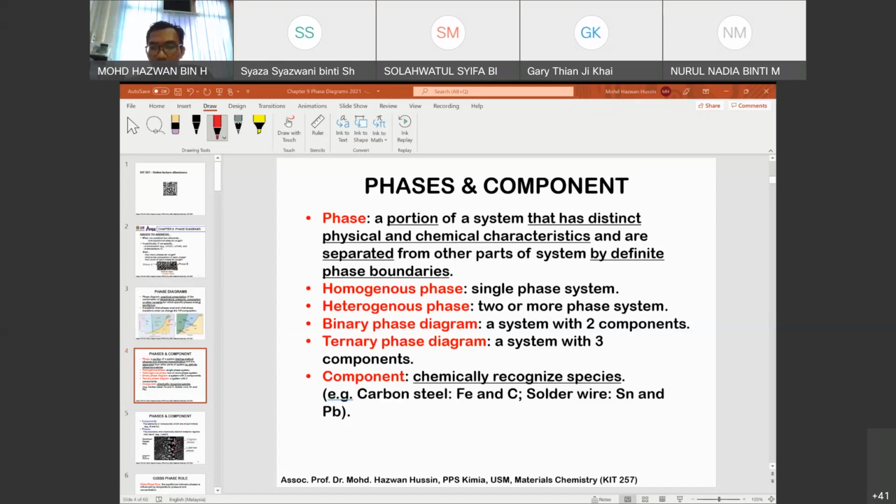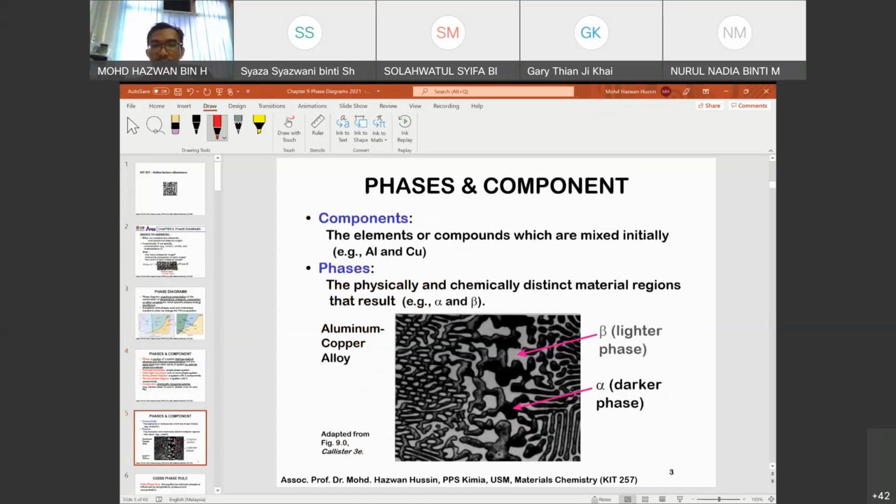And if you have solder wire, soldering materials, you know that it is actually made of tin and also lead. Tin, Sn. Sn is actually stannum or tin, and Pb is actually lead or plumbum. Right? So the same definition as mentioned earlier: component means the elements or compounds which are mixed initially. We also have phases.